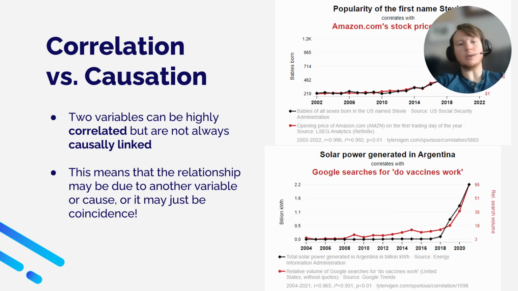Sometimes two variables are highly correlated, but not always causally linked. It's important for students to know this because we want to make the point that not all relationships actually mean something. We give the examples to the right. For example, solar power generated in Argentina correlates really strongly with Google searches for "do vaccines work" in any particular year. But these are probably more related to increased vaccine development and increased solar power just happening at the same time rather than one causing the other. So we do want to make sure to emphasize this difference, that correlations don't always mean there's a causal factor going on.